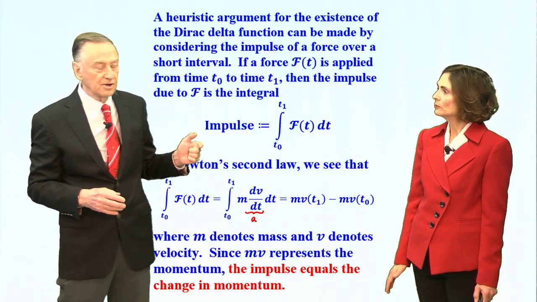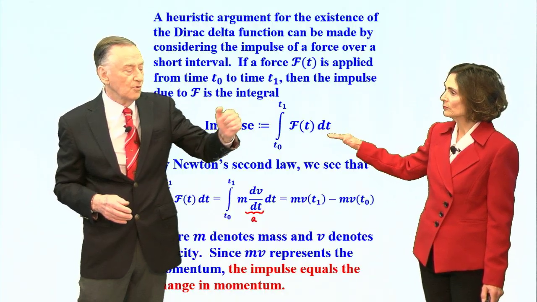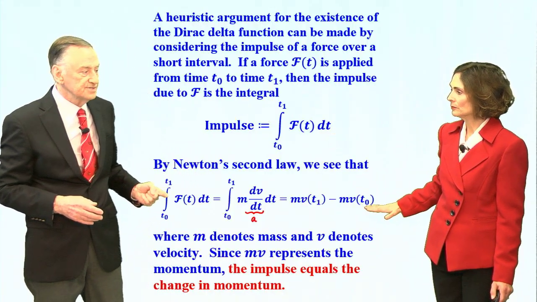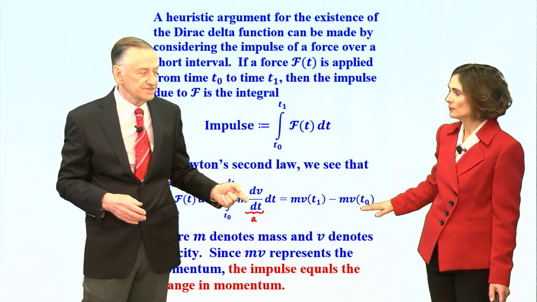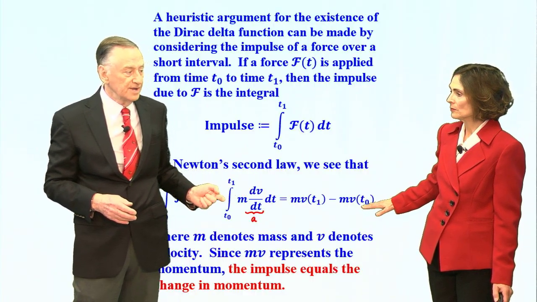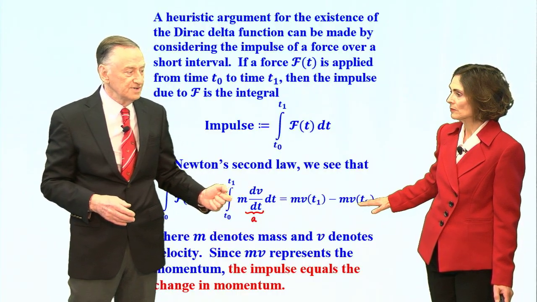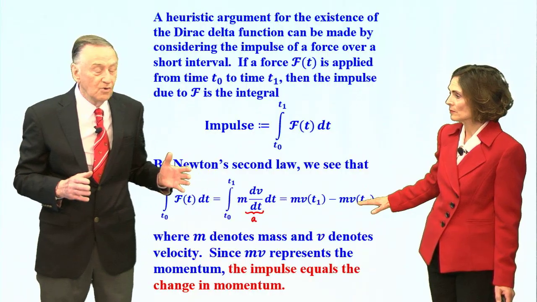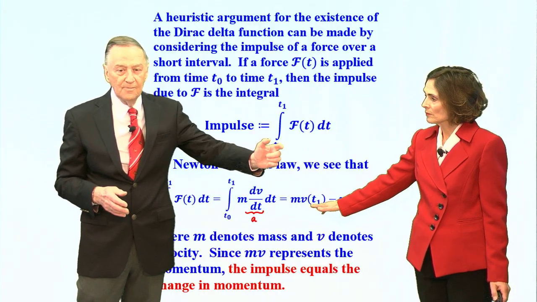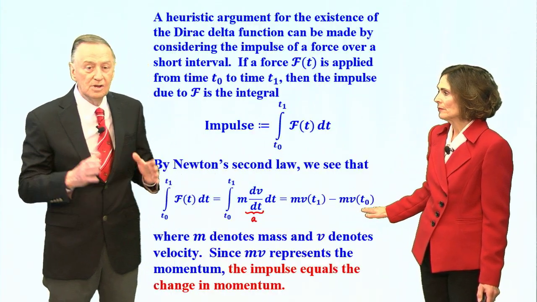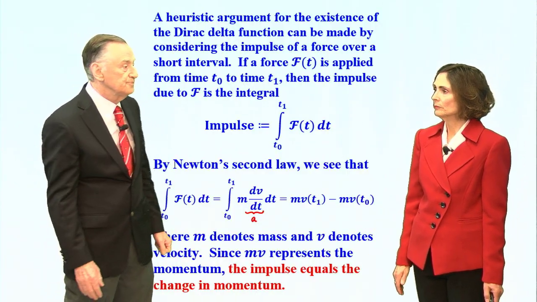So here's our heuristic argument. An impulse is the integral from t0 to t1 of this force dt, and of course force is mass times acceleration, with Newton's second law. So we're going to integrate mass times dv/dt with respect to t, so that's just m dv. What we get here is mv evaluated at t1 minus mv evaluated at t0. So this impulse is nothing more than the change in momentum over that time interval.